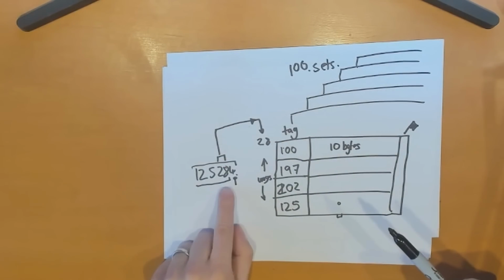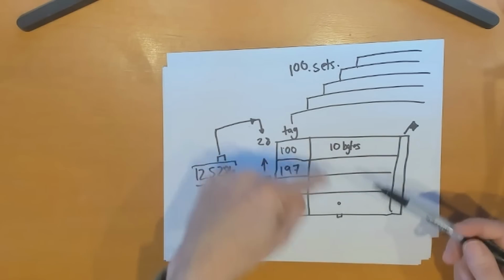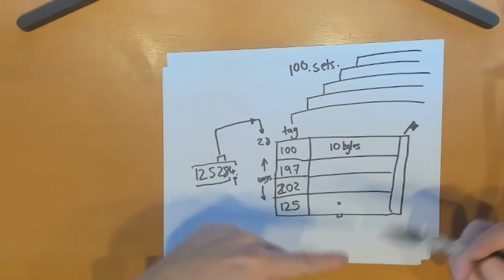But it means that if there are different areas of the program that are fighting with the same address here, then they have to fight over the same 4 ways of the cache. So that is how our cache can track quickly where to look.